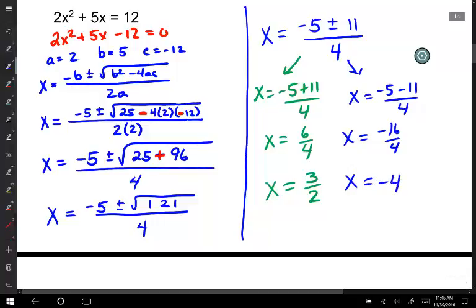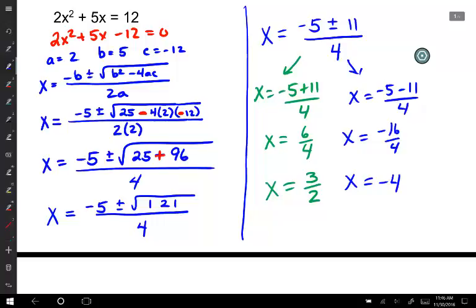Now the fact that this gave us answers that were rational numbers means, Greg, that theoretically we could have brought the 12 over and factored. And if we had seen it fast enough, that might have been a faster method. But here's the beauty of the quadratic formula. No matter what the problem is, it always works. Sometimes it's a little bit longer, but it always works. And that's the nice thing about it.